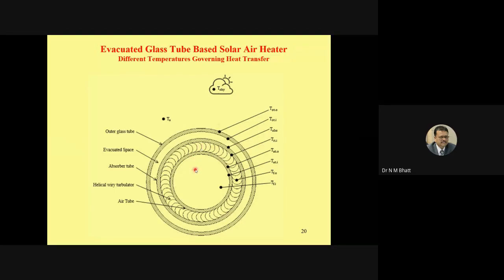You can say that it is the same fluid, not a different fluid, but the air flowing inside the tube and the air flowing through the annulus, there is an internal heat transfer between the two streams of air. So that internal heat transfer needs to be evaluated.